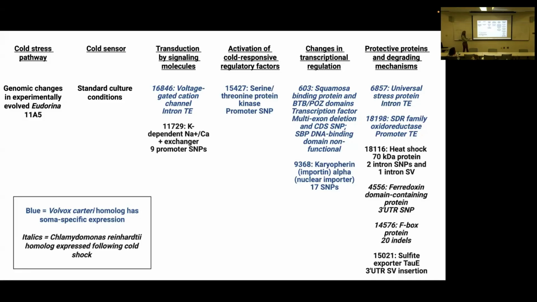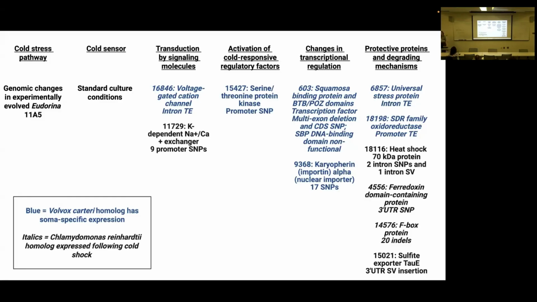Additionally, all of the genes here that are in blue are genes where there's a Volvox carteri homolog with soma-specific expression, and all of the genes in italics are ones that have a Chlamydomonas homolog that's expressed after cold shock. Next, I looked at genes that might be cold responsive regulatory factors, and I found that there is a serine threonine protein kinase with a promoter SNP.